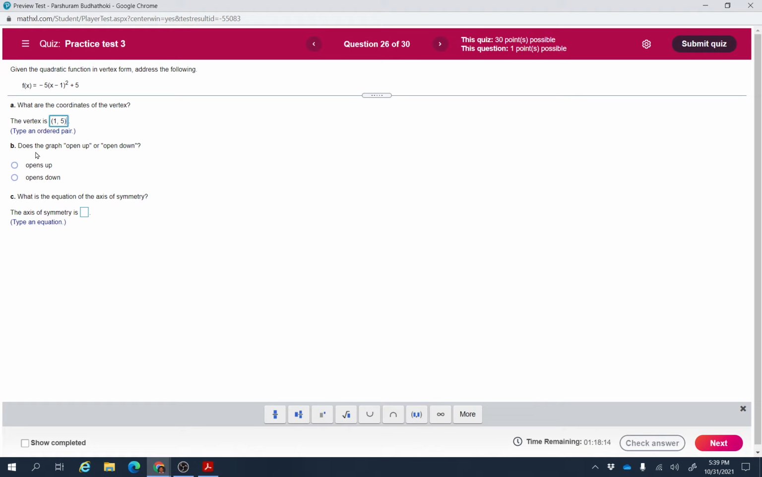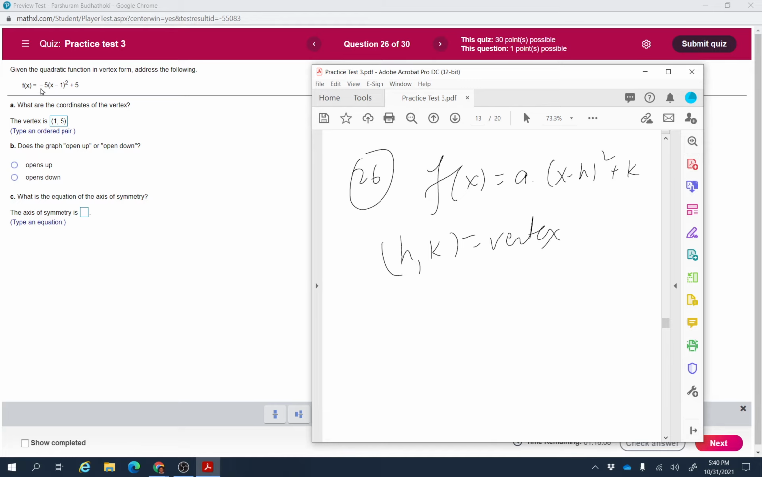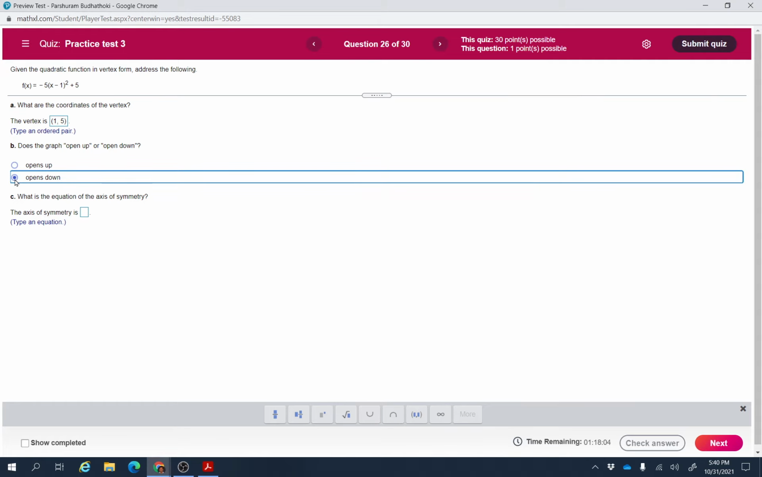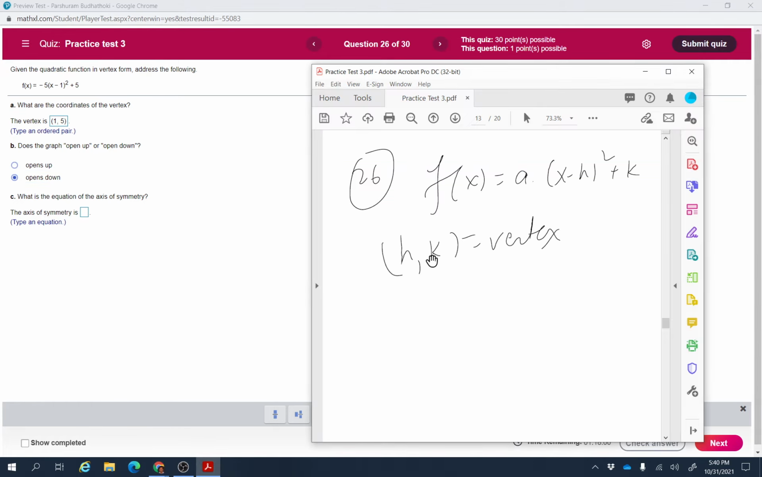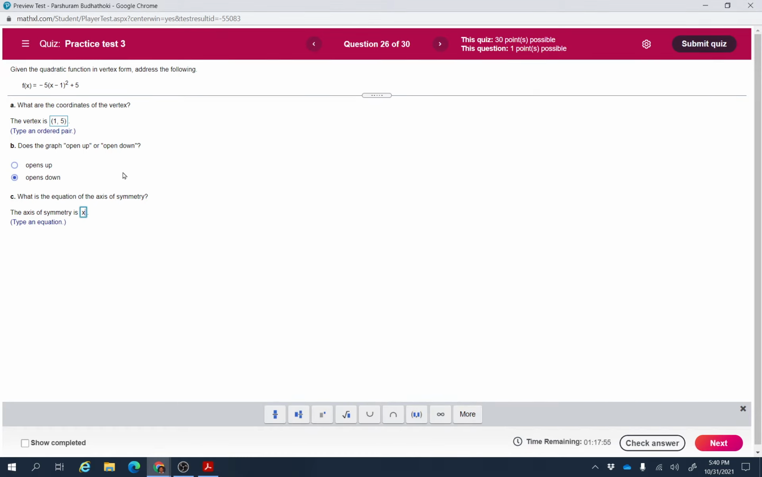Does the graph open up or open down? Since the value of a is negative here, the graph opens down. And what is the equation of the axis of symmetry? The axis of symmetry always comes from x equals h. In this case, h is 1, so x equals 1 is the axis of symmetry.